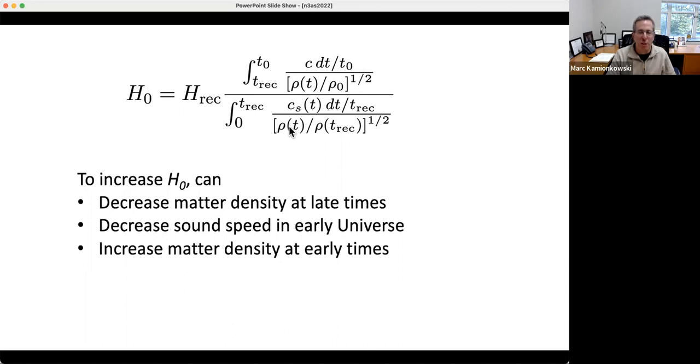Increase the matter density over here. Increase this rho, therefore I decrease this denominator, the big denominator, and then increase the Hubble parameter. So efforts to fix the Hubble or resolve the Hubble tension by decreasing the matter density at late times, subject to the constraint that the matter density today is unchanged, are called late time solutions.